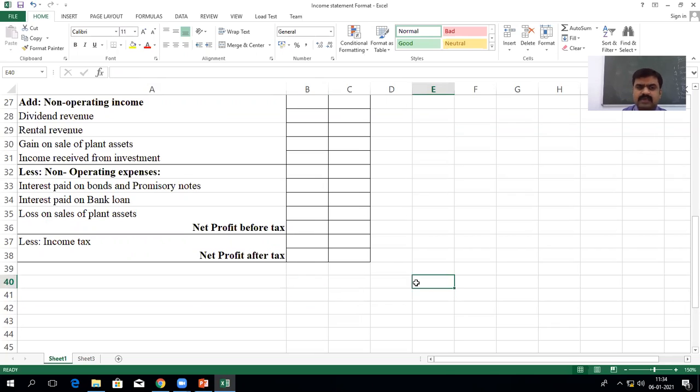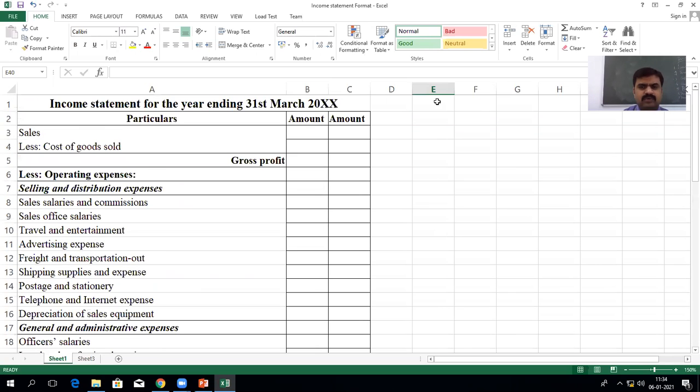This is what we'll be using. You will not be using the P&L account format. We'll be using this particular format, and the balance sheet will use the same format. Don't worry. The balance sheet will be using the same format, only in the vertical format. Same thing will be in vertical format. Okay. So is it clear?